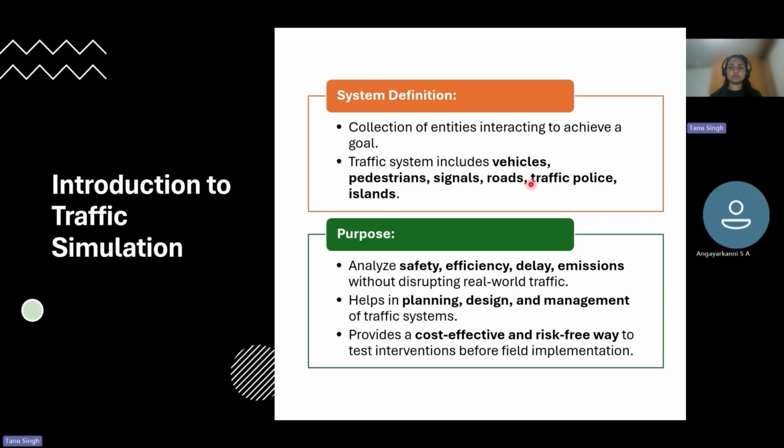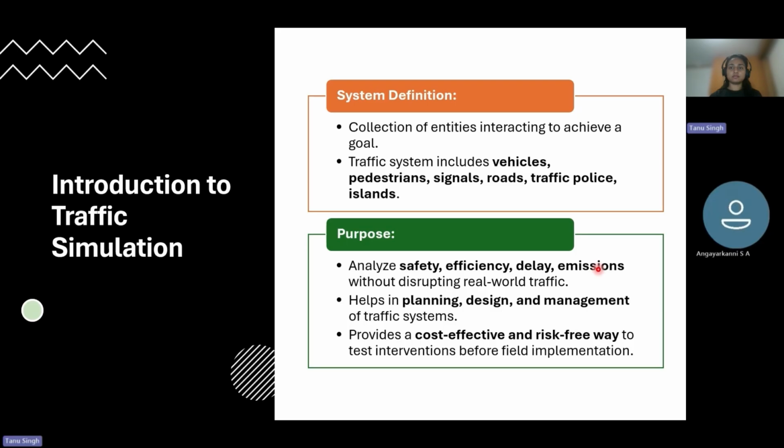The purpose of traffic simulation is to analyze how the system performs in terms of safety, efficiency, delays in signals, and emissions without disrupting the real world. Simulation helps us to plan, design, and manage the traffic system efficiently, and it provides a safe, cost effective way to test changes before implementing them on the road.